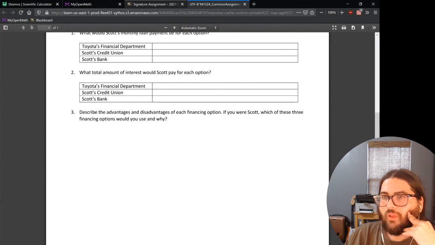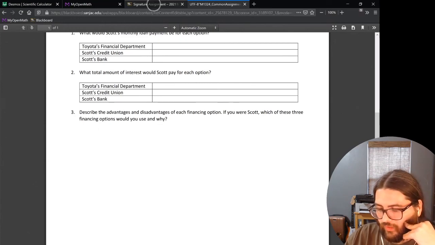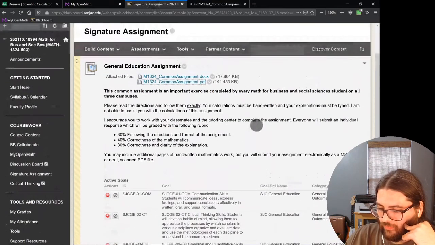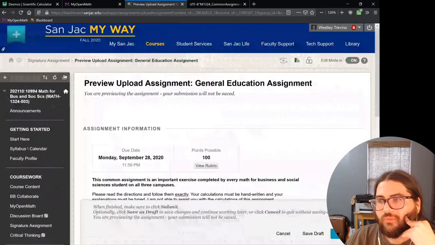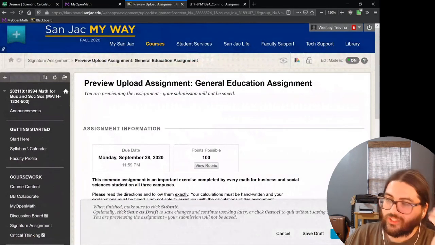You'll turn it into Blackboard exactly where you found it. In this assignment here, click General Education. I need to change that to Signature Assignment. So by the time you go to look at it, it might not say General Education Assignment. It might say Signature Assignment.